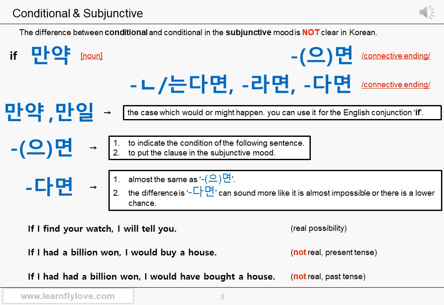So our tip is, when the situation can be real, you normally use 으면. And when the situation is not real, you normally use 다면. And you can also deliver a clearer message whether you are talking about a real thing or not with the ending of that sentence, like the second clause, I would buy a house, or I would have bought a house in English. So no problem.